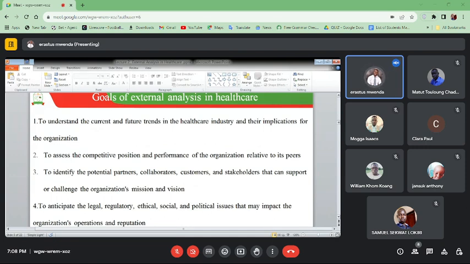Now, we need to look at the goals of external analysis in healthcare. Why do we need to do external analysis? Why do we need to study the external environment as healthcare organizations? Number one, we need to understand the current and future trends in the healthcare industry and their implications for the organization. So we want to look at currently where do we find ourselves as organizations, and also future trends is in terms of where we are heading.